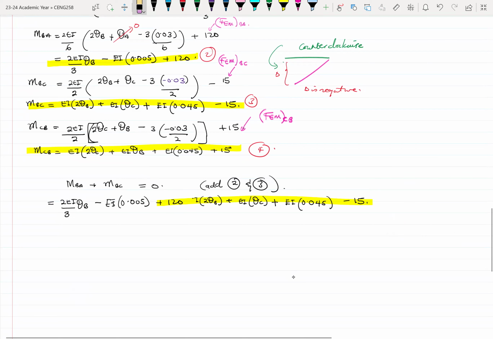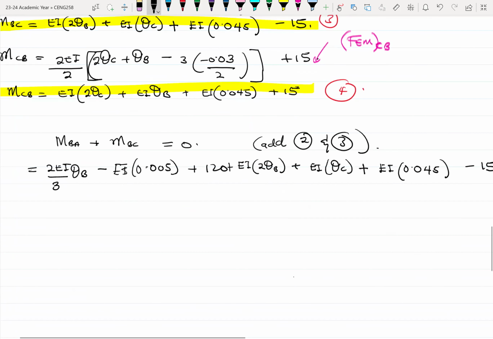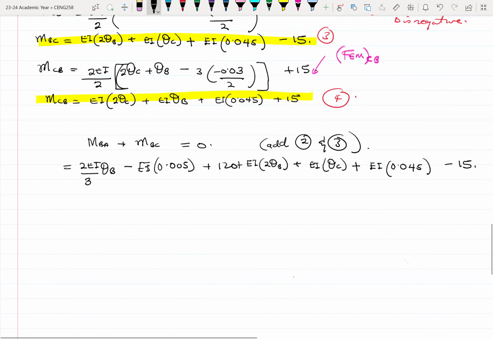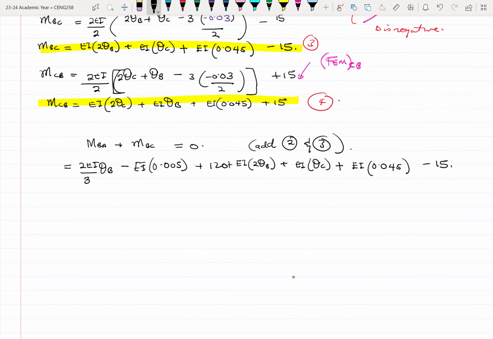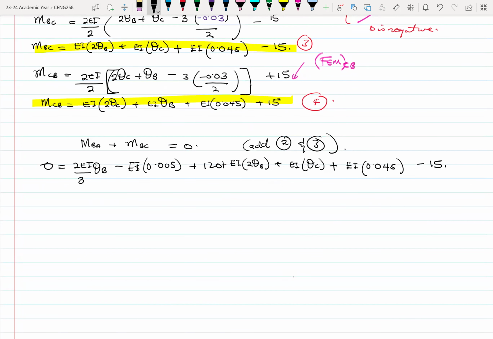And then take it off. All right. So there was an EI, so plus EI theta B plus EI theta C. So we get an interesting equation. So all of this was equal to 0. So then let's sum the like terms. So we have this one here. We have this also over here.